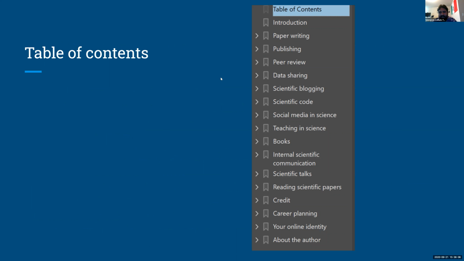Okay, so I'm going to assume that most of you are just going to read it either on the website or as a PDF for now. So the table of contents, there's quite a bit here. There's an introduction and about the author, but in between there are around 10 or so chapters: paper writing, publishing, peer review, data sharing, scientific blogging, scientific code, social media and science, teaching in science, books, internal scientific communication, scientific talks, reading scientific papers, credit, career planning, and your online presence. That's quite a bit of things to care about or to read more on.